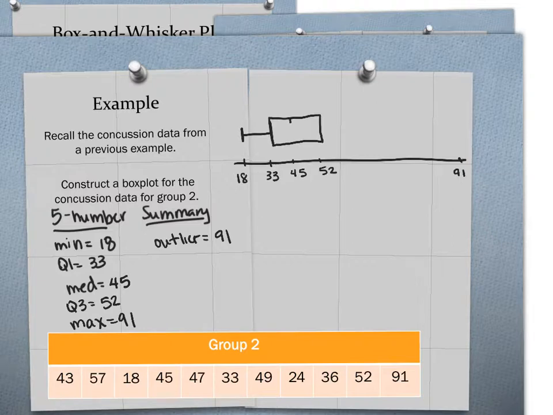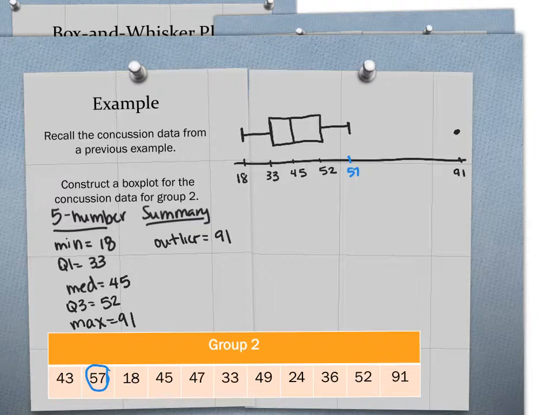Then you put a line inside the box to mark the median. What would normally happen is we would draw the whisker all the way to the maximum value, but the problem is that the maximum value is an outlier. So we need to go into our data set and find the next highest value, which happens to be 57. The next highest value that's not an outlier is 57, so we draw this whisker to 57, and we mark the outlier 91 with a dot.